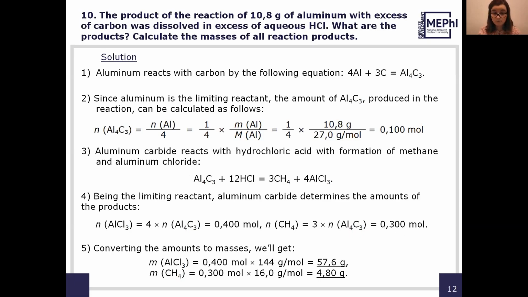And well, all that is left to us is to convert the amount of these substances to their masses by multiplying the number of moles we have got for both of them by their molecular masses, molar masses actually. So in case of aluminum chloride, it's 144 grams per mole. In case of methane, it's 16 grams per mole. And here are the masses of both aluminum chloride and methane.